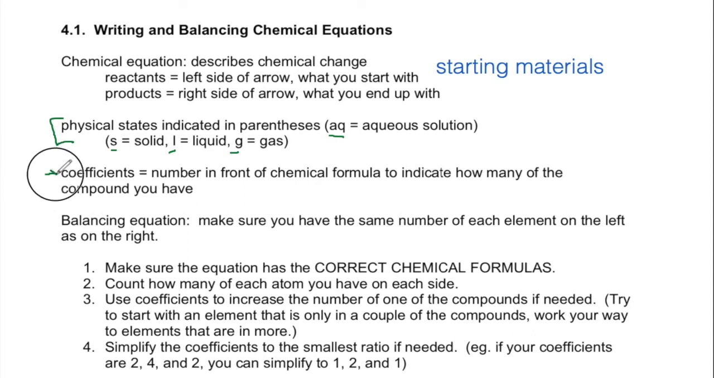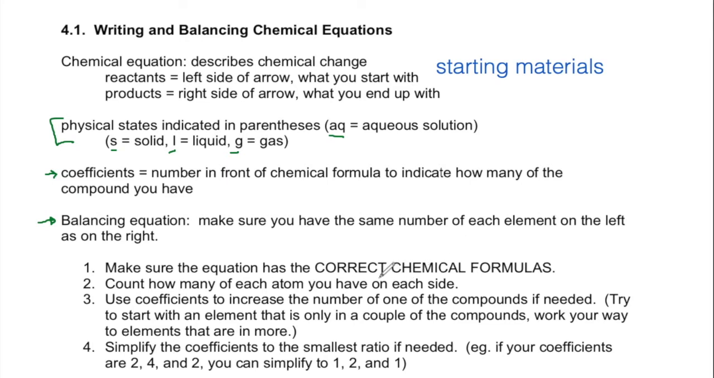The coefficients are the numbers you put in front of the chemical formula to indicate how many of each thing you have. Because of the law of conservation of matter, you need to have the same number of each element on the left side as on the right. And making the equation agree with that law is called balancing the equation.